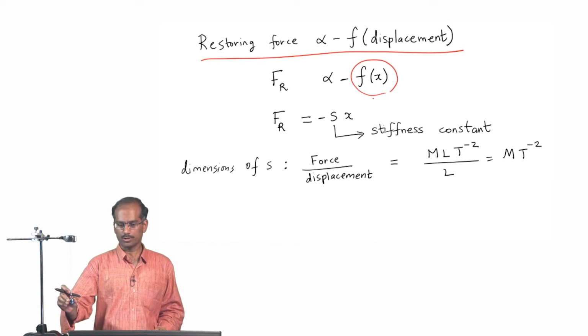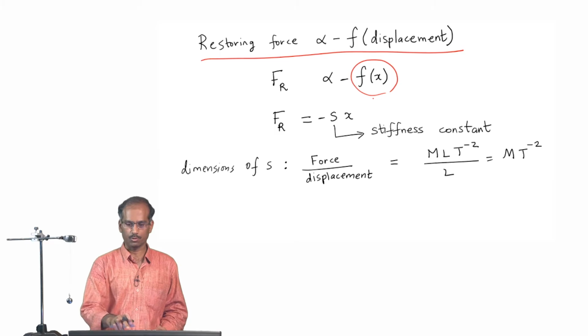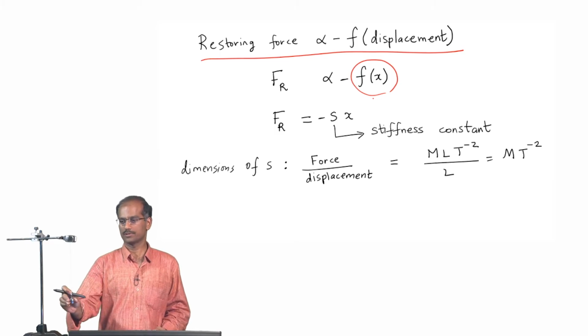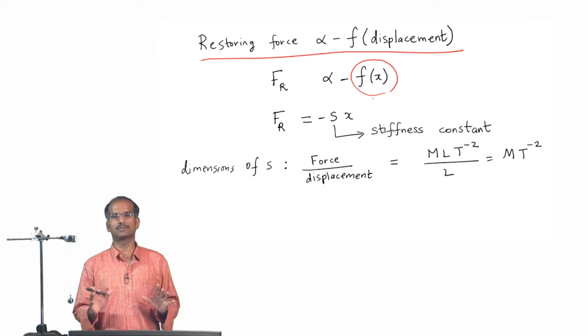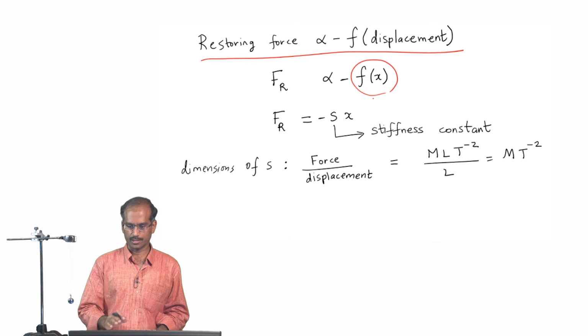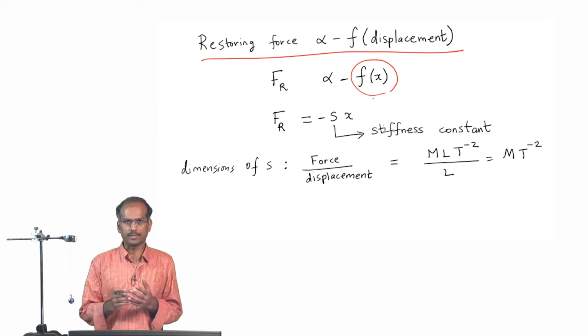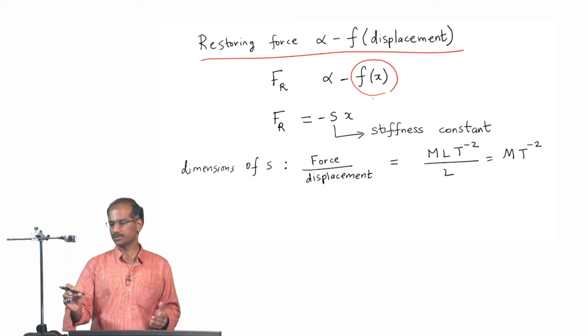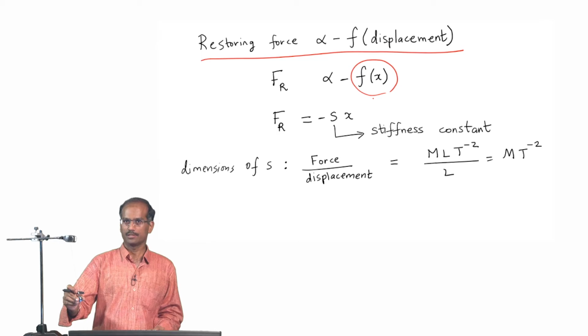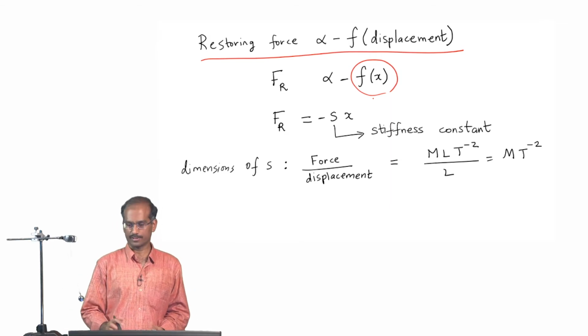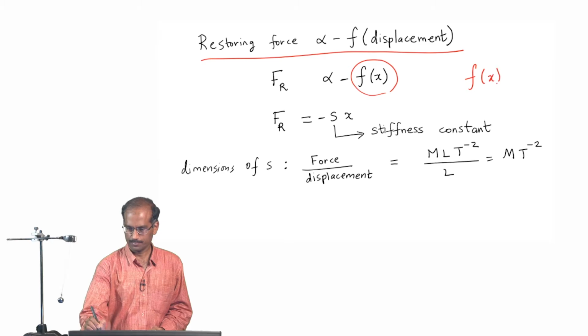Given this, we do not know what form of function this f of x is, but we know that when there is no displacement, f of x will have to be 0 because the restoring force is 0 when there is no displacement. So, the simplest assumption that is consistent with all these constraints is that f of x is linear in x. In other words, you could make a reasonable assumption that for small displacements at least, the restoring force is proportional to the amount of displacement that you have given. Which means that f of x is equal to x.